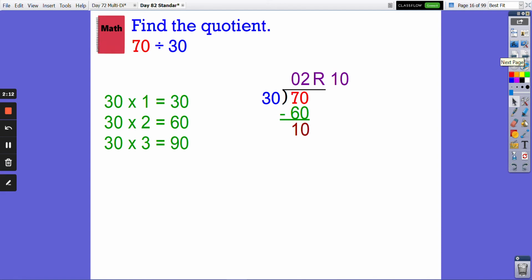Another way we can write this, and you might be familiar with this when we turn improper fractions into mixed numbers, is that your remainder is actually your numerator, and your divisor is your denominator. So we can write it as 2 and 10/30ths. Okay, let's move on to the next question.